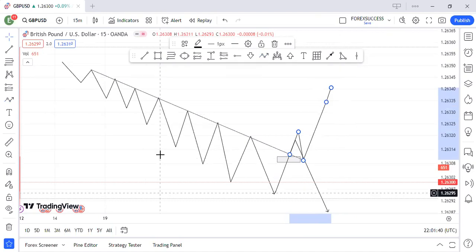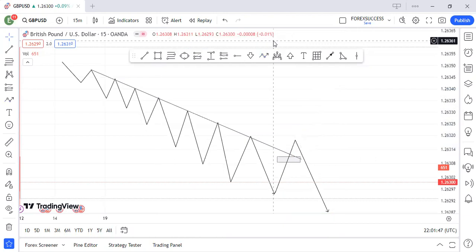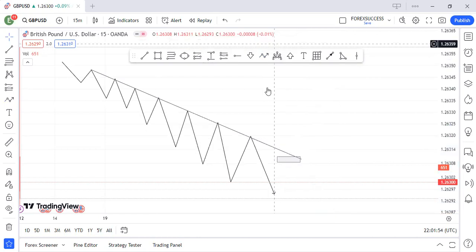You have that in a downtrend, and you also have that in an uptrend, when the market is moving up. So that is for trend line liquidity. Then here you also have the buy side liquidity, so I will also come to that.